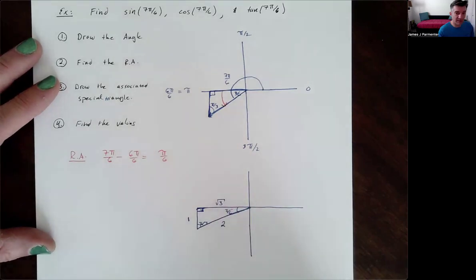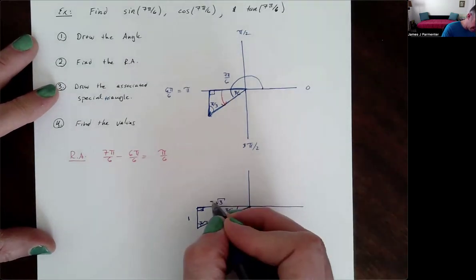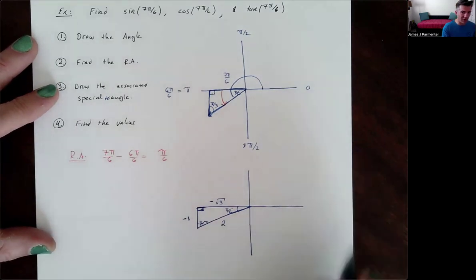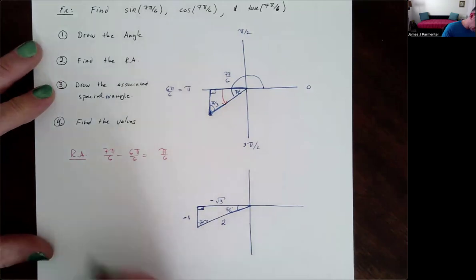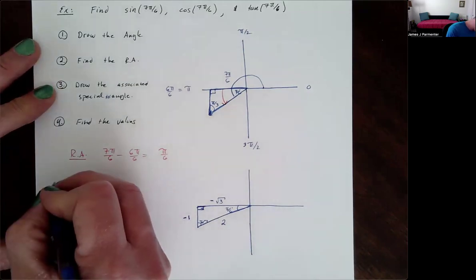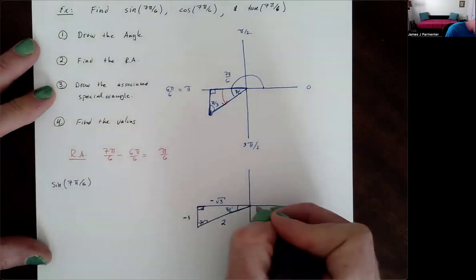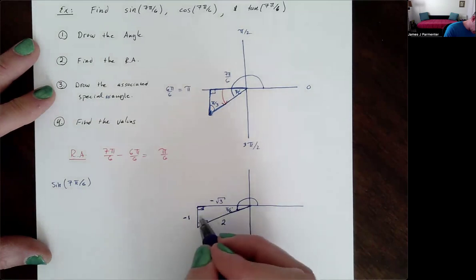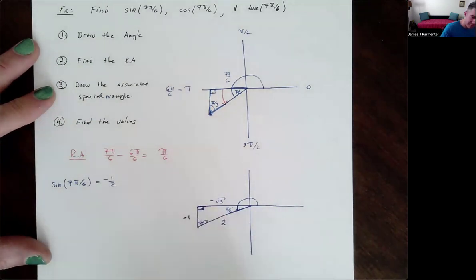However, we're now going to think about the fact that we're in the third quadrant, and x is actually negative and y is actually negative. The hypotenuse is always positive. So then we're going to find the values. It looks like sine of 7 pi over 6, which is this whole angle here, is going to be the opposite over the hypotenuse. So it's going to be negative 1/2.